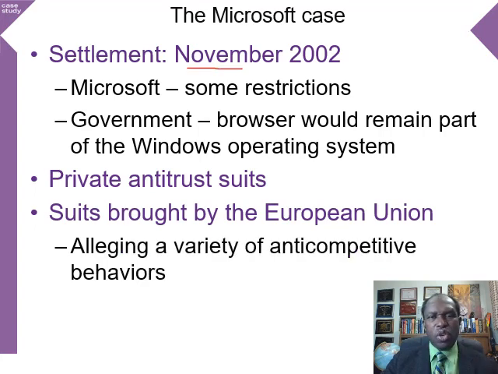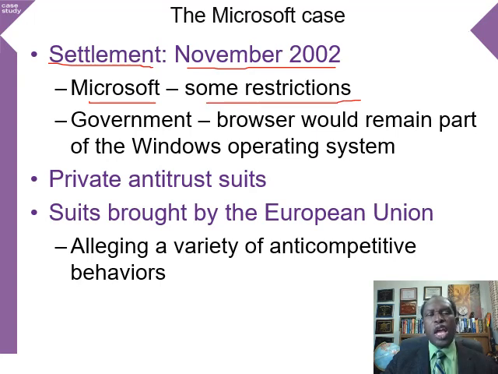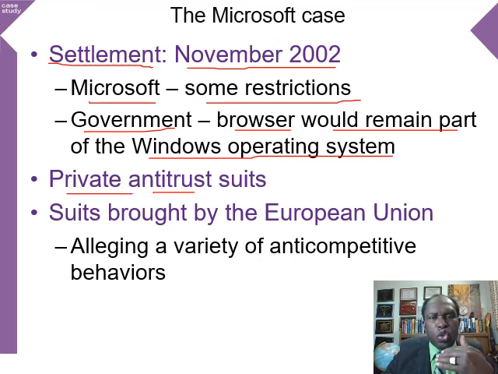In November 2002, a settlement was reached between Microsoft and the government. Microsoft agreed to some restrictions, and the government also agreed that the Microsoft browser will remain part of the Windows operating system. Moreover, in a private antitrust suit brought by the European Union, a variety of anti-competitive behavior by Microsoft was alleged.